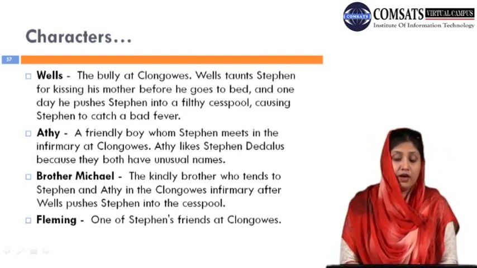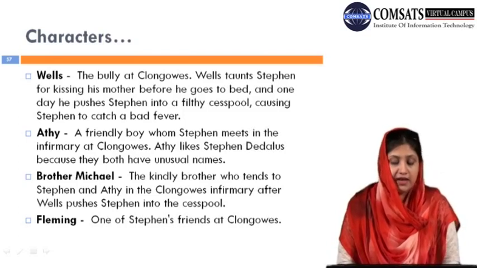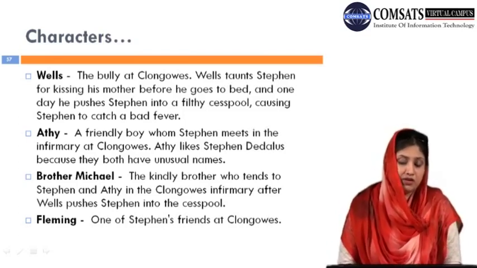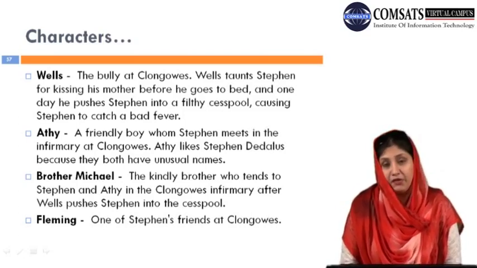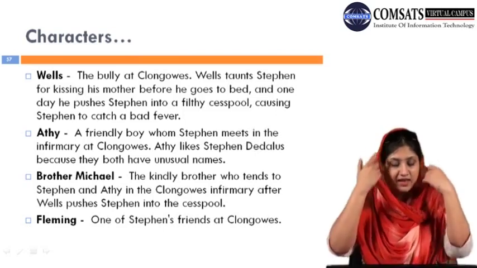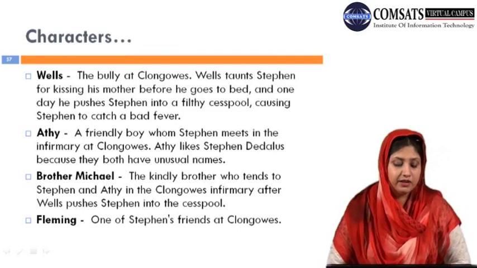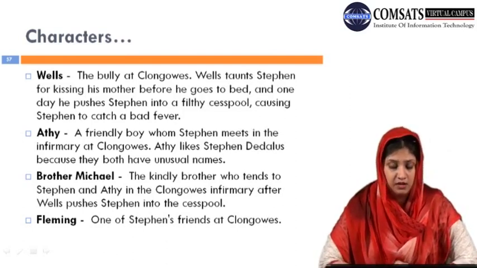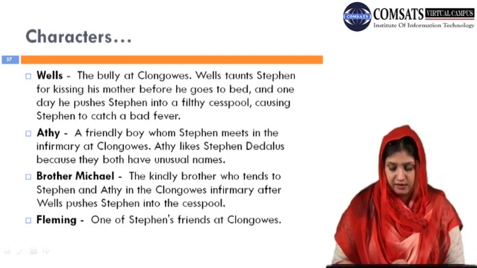Athy, a friendly boy whom Stephen meets in the infirmary at college. Athy likes Stephen Daedalus because they both have unusual names. Brother Michael, the kindly brother who tends to Stephen and Athy in the college infirmary after Wells pushes Stephen into the cesspool. Fleming, one of Stephen's friends at college.